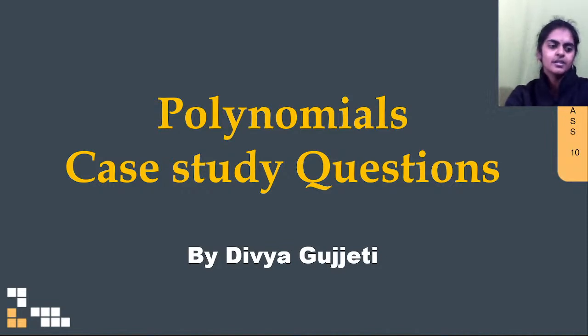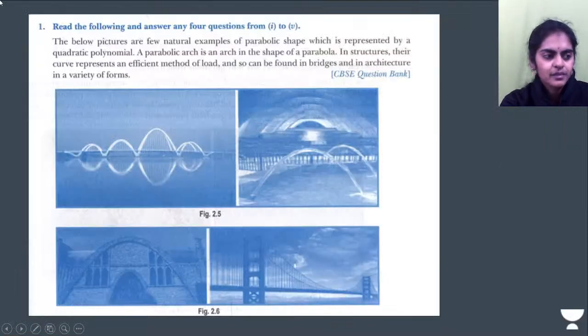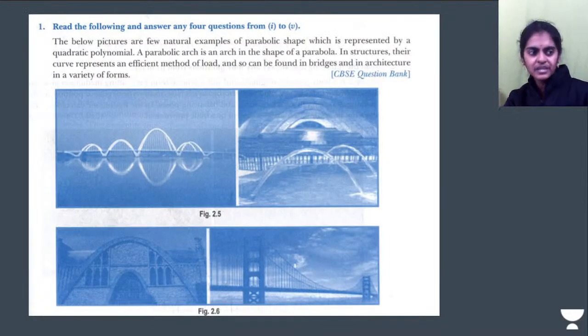3, 2, 1, and here you go. The very first question. The below pictures are a few natural examples of a parabolic shape which is represented by a quadratic polynomial. Is this very clear? The image? Okay, so a parabolic arch is an arch in the shape of a parabola. In structures, their curve represents an efficient method of load, and so can be found in bridges and in architecture in a variety of forms.